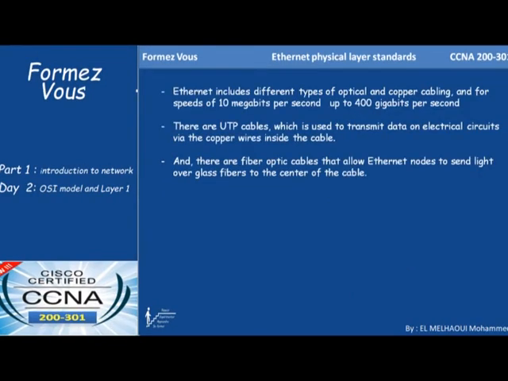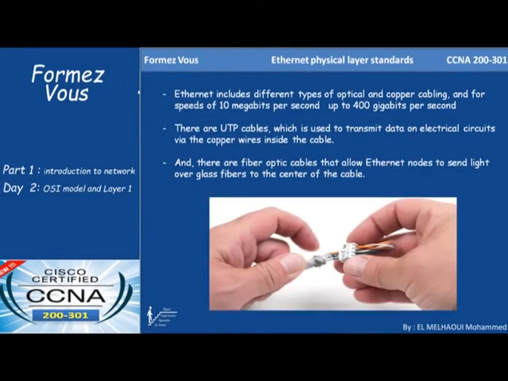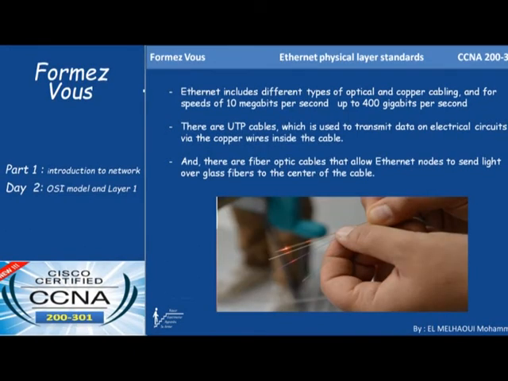Today, Ethernet includes different types of optical and copper cabling, and speeds from 10 megabits per second up to 400 gigabits per second. There are UTP cables, which are used to transmit data on electrical circuits via the copper wires inside the cable. And there are fiber optic cables that allow Ethernet nodes to send light over glass fibers in the center of the cable. They are usually used for long distances.